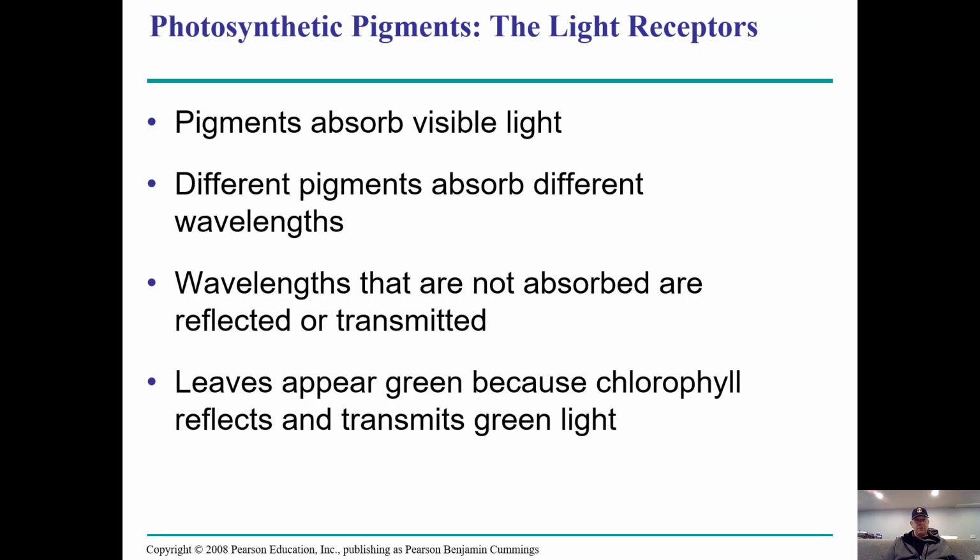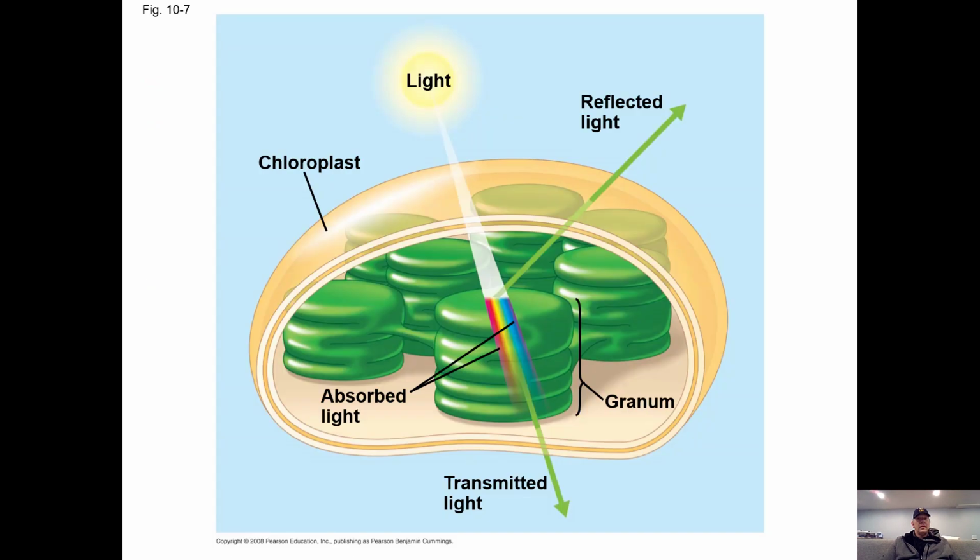So anyway, pigments, things like chlorophyll and carotene, absorb light. Once they absorb that light, that energy gets transferred to something, if it's in what we call a photosystem. This is showing light entering a chloroplast and hitting a thylakoid. Some of that light gets reflected. Reflected light is not utilized by the plant for photosynthesis.